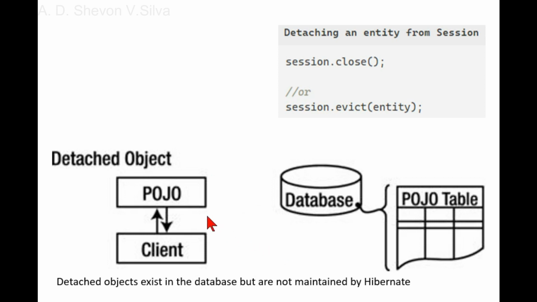Here, Pojo interacts with client. Here, database interacts with Pojo table.